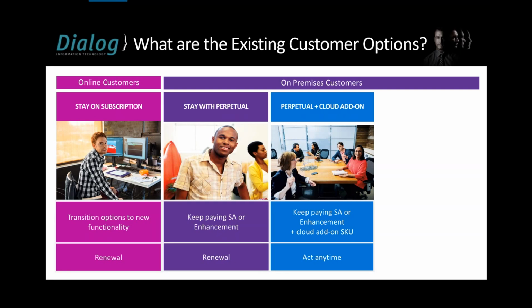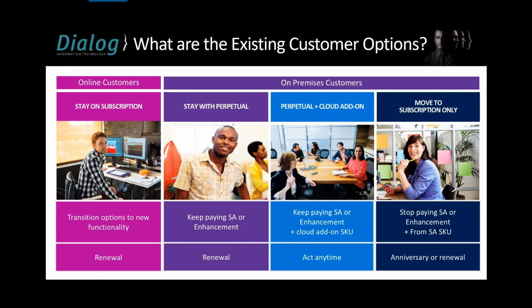Alternatively, perpetual license holders can keep paying enhancement plan or software assurance and pay a cloud add-on fee so that they can move into Dynamics 365 in the cloud. And finally, you can just move to Dynamics 365 at the anniversary of your software enhancement or software assurance, or on an anniversary or at any time on renewal. So you can just move fully into the cloud.